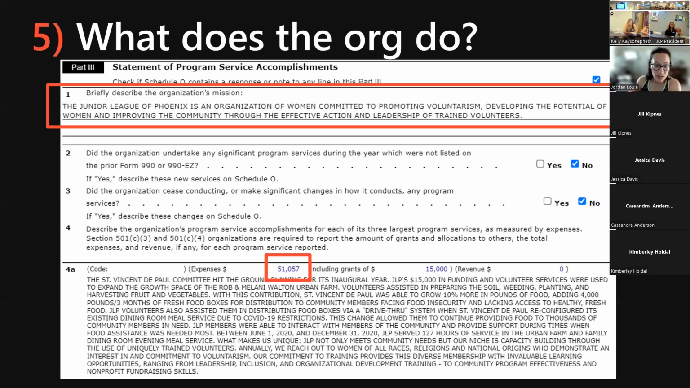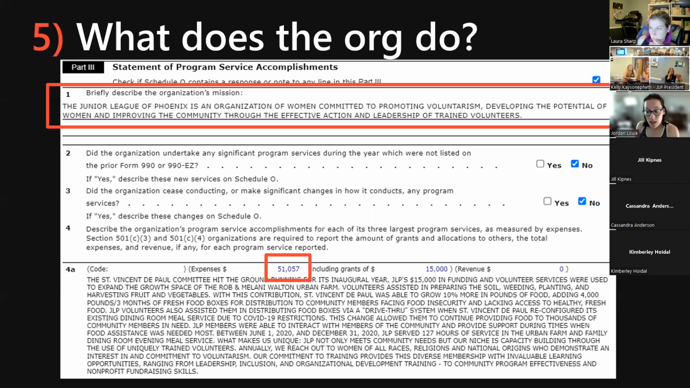So what even is this program? Looks like for this fiscal year, the St. Vincent de Paul Committee did a lot of things, right? So inaugural year, can't see my mouse, inaugural year, you invested $15,000. There's that 15. So that ties to some results. You were able to grow in food distributions. Lots of information here. I would say this qualitative and quantitative information can be helpful for understanding what the organization even does.